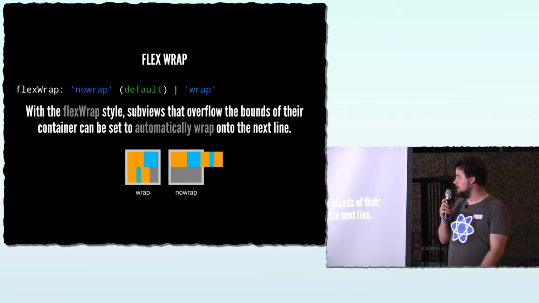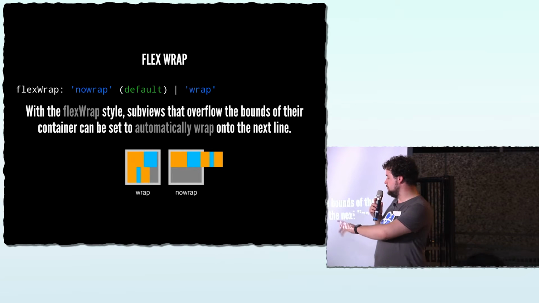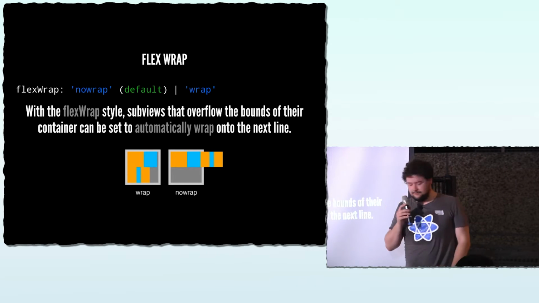And flex layout finally also supports wrapping. So if your children are too big for the container element, you can just have them overflow to their next line.